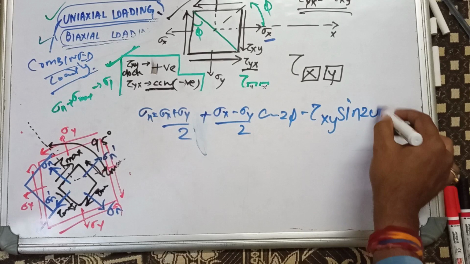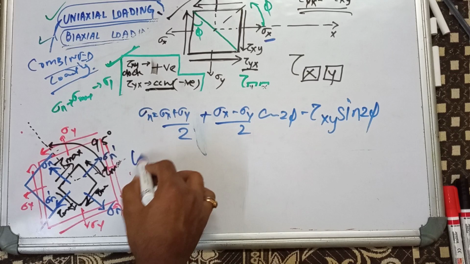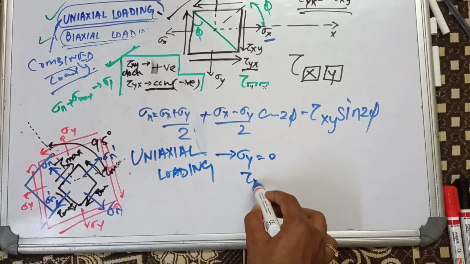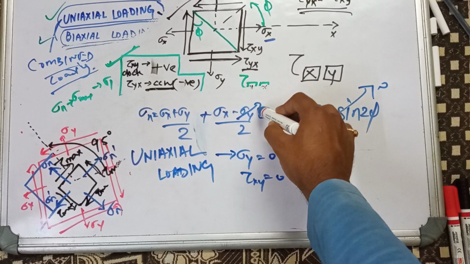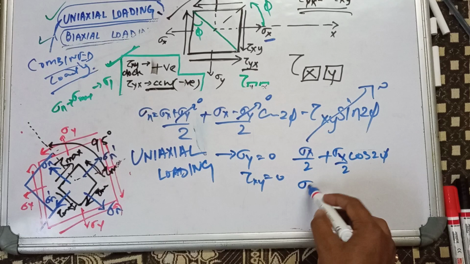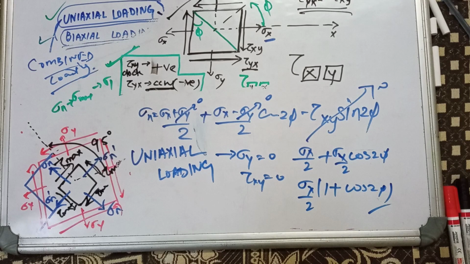Now, in this formula for uniaxial loading, if you observe, sigma y is equal to 0. There was no shear stress present, so tau xy will become 0. Sigma y will become 0 from here also. So I am left with sigma x by 2 plus sigma x by 2 cos 2 phi, which is sigma x by 2 times 1 plus cos 2 phi. From here you tell me whether I will get the formula that I derived for normal stress in uniaxial loading.